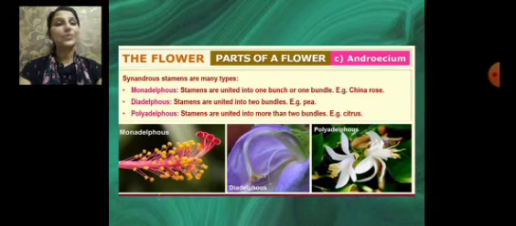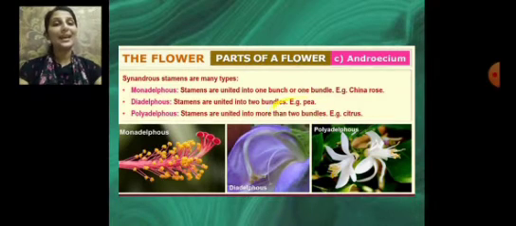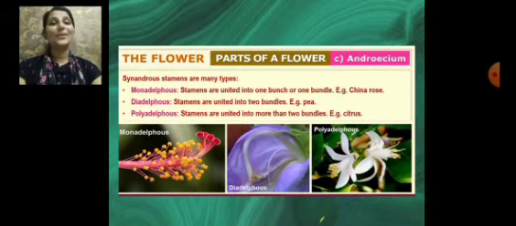If the stamens are united into two bundles, it is called diadelphous, and such a synandrous stamen is seen in peas. If the stamens are united into more than two bundles, it is called polyadelphous, and such a stamen is seen in citrus flower.